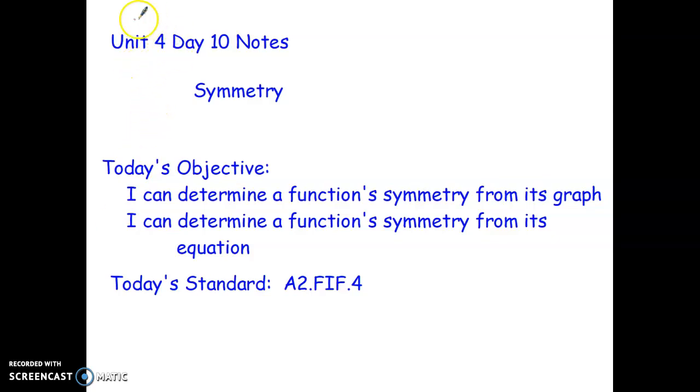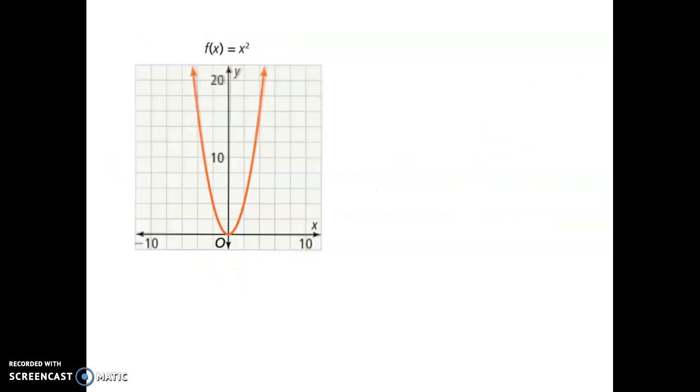Hi, today we are going to be working on Unit 4, Day 10 notes. We're going to be talking about symmetry. This is the last day of notes in this particular unit, and we're going to be looking at symmetry of a function from its graph and also from its equation. Okay, let's look at some examples of what this means.